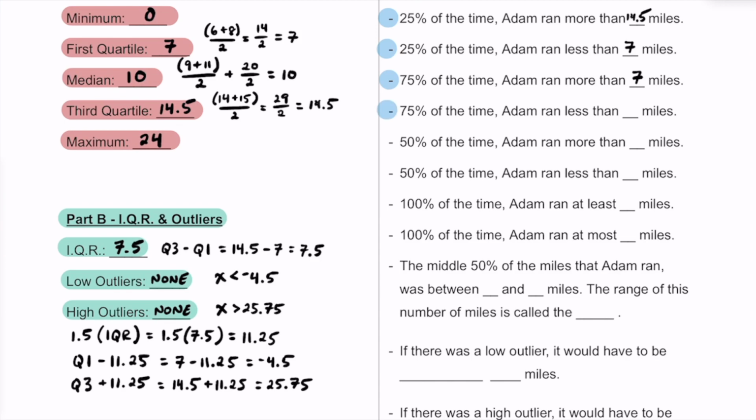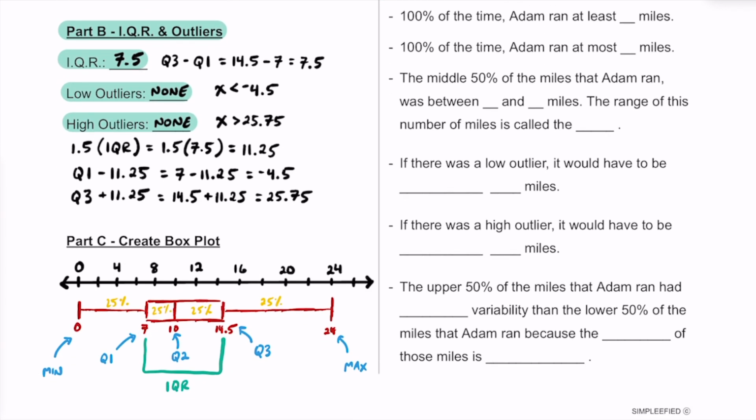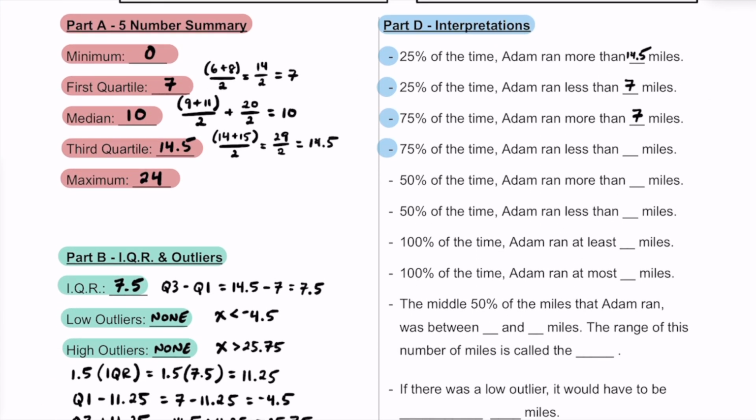Next, we see that 75% of the time, Adam ran less than how many miles? So less than means going to be lower. So let's see, if we go from this number of 14.5 miles and we go to the left here, this would be 75% of all the data, which would be less than 14.5 miles. So let's go ahead and say that's going to be 14.5.